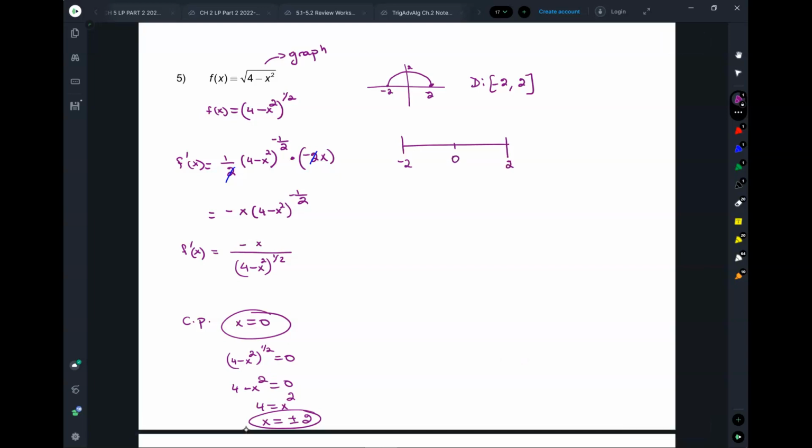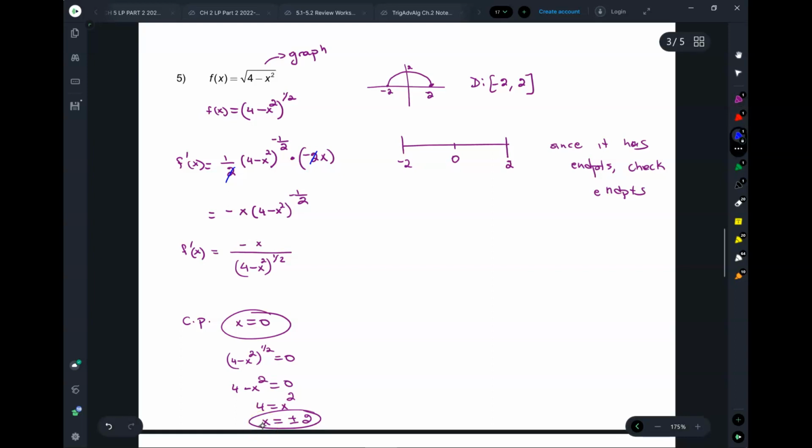But now, the initial problem didn't give us endpoints, right? But now, when I looked at the domain, I have endpoints. So because it has endpoints, we're also going to check the endpoints. But let's do the plugging in first.